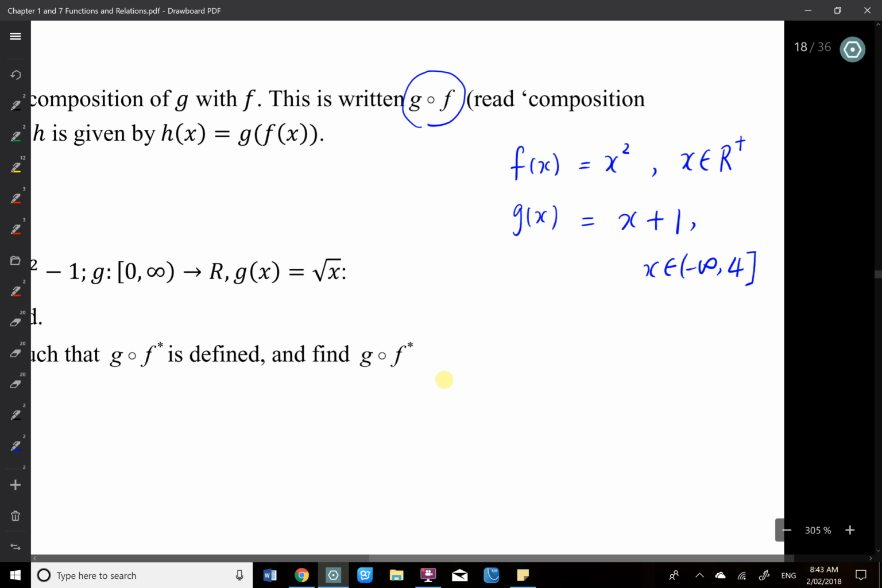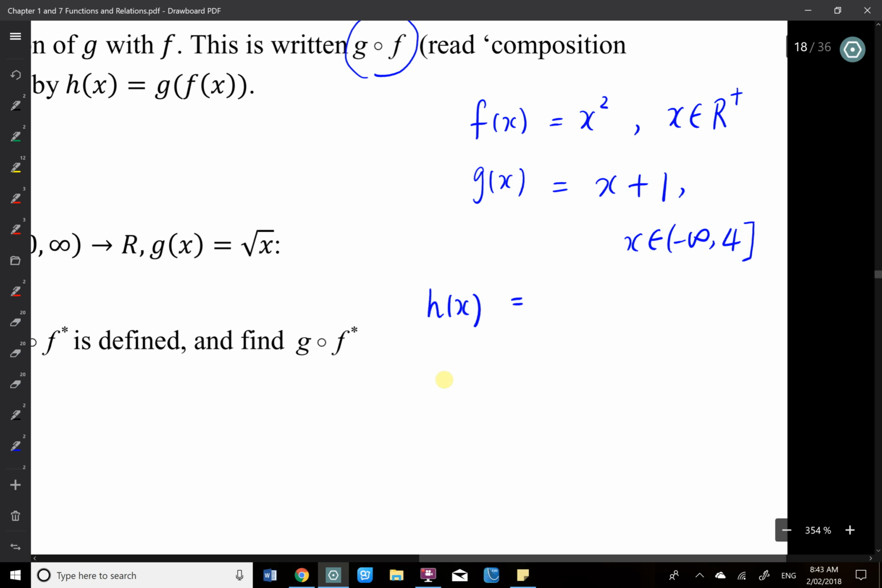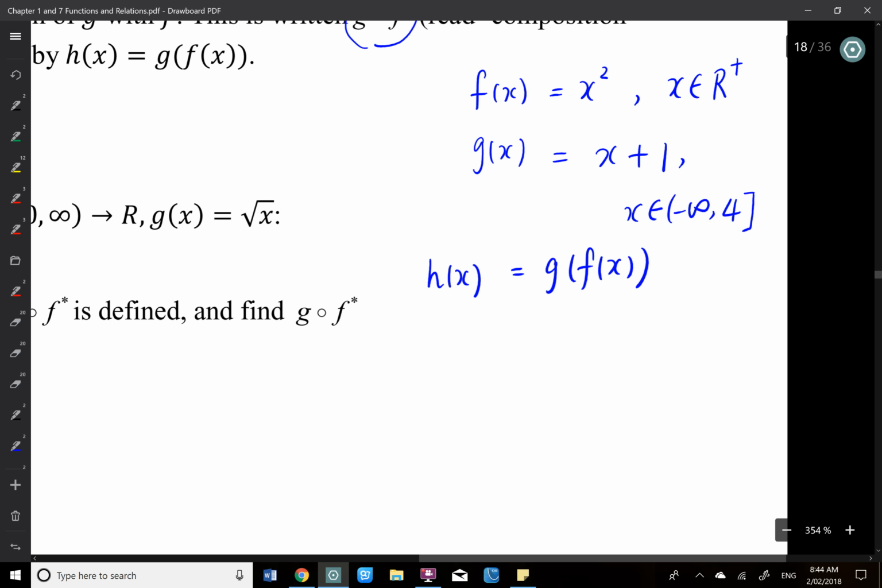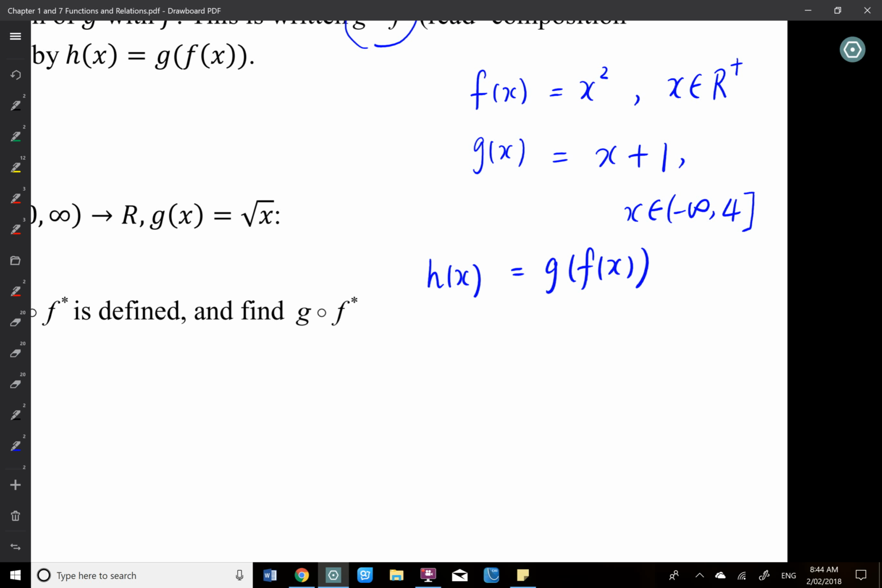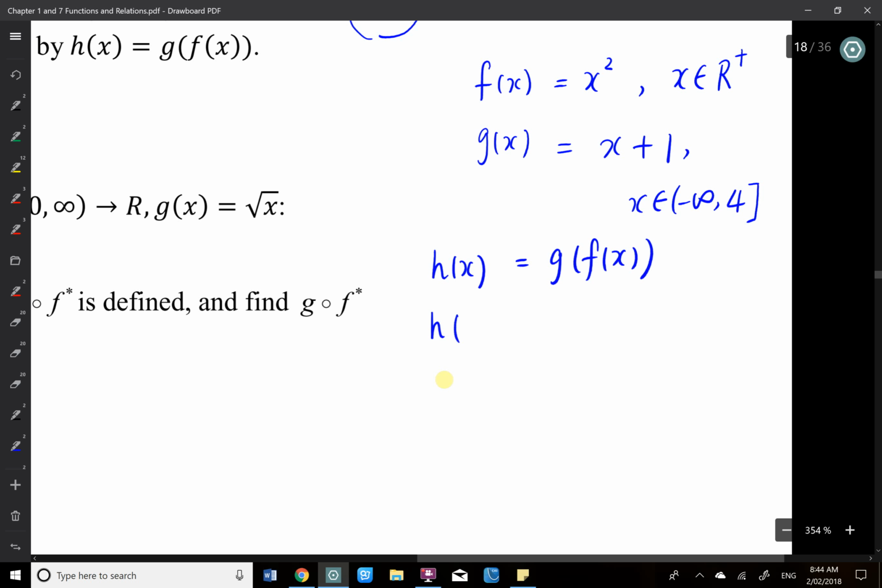Now I will talk about the new function h(x). For this h(x), I want to put the function f into the function g. Let's have a think about what this question means. It means I want to put a value in first. Let's put 1 in. h(1), what is h(1)? h(1) is g of f(1). So instead of x, you write 1 on the left hand side and on the right hand side.